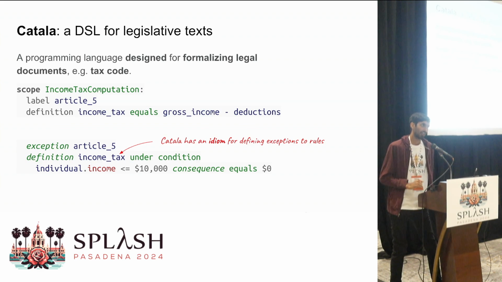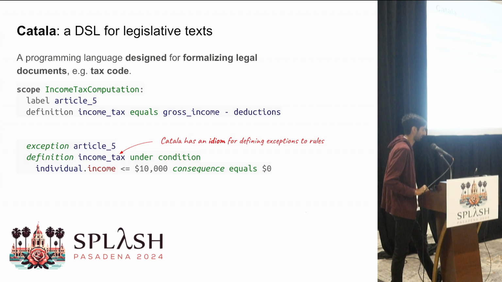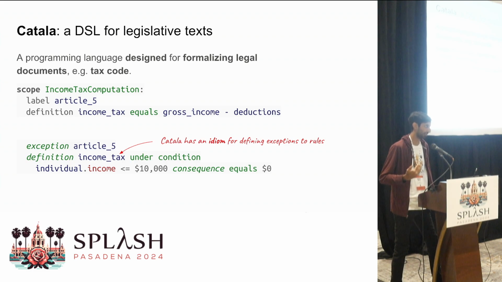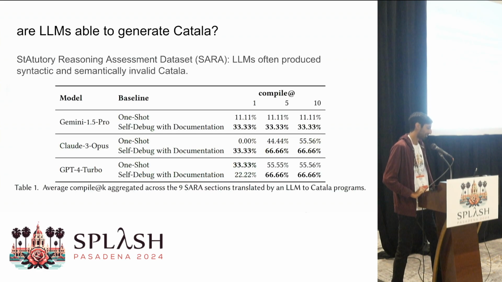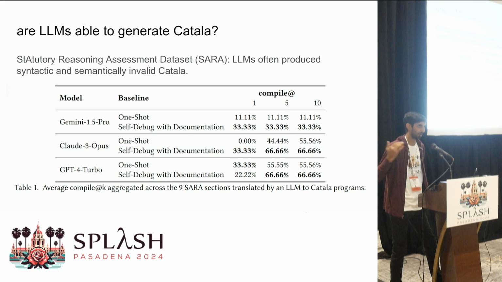So naturally, we asked, can we use large language models to generate Catala code directly as a way of performing these tax code executions, rather than using the LLM as the reasoning model and calculator itself? And what we found: we performed a variety of prompting strategies and studied 3 different popular off-the-shelf models. And we specifically looked at the statutory reasoning assessment dataset, or the SARA dataset, which has a lot of these sections of the IRS tax code and associated tax cases to test these different scenarios of each section.